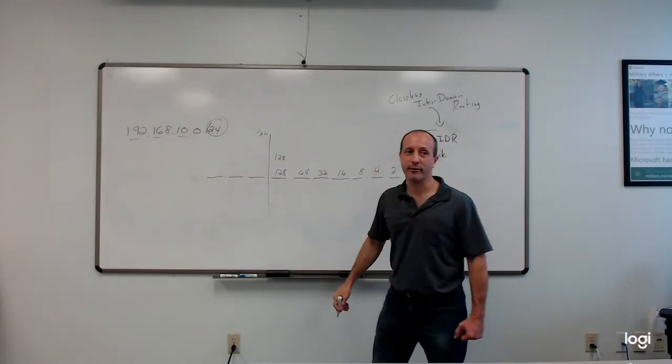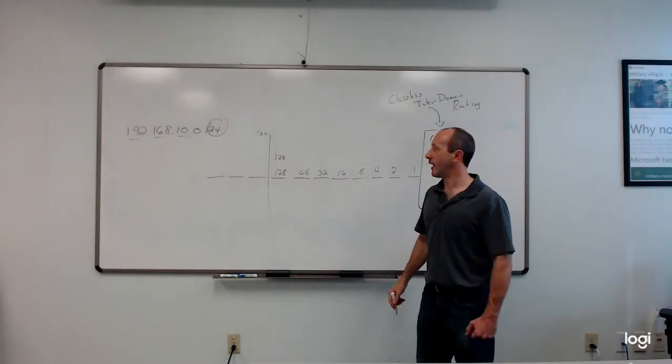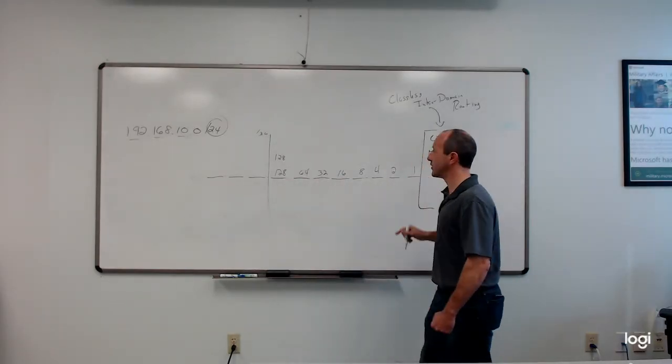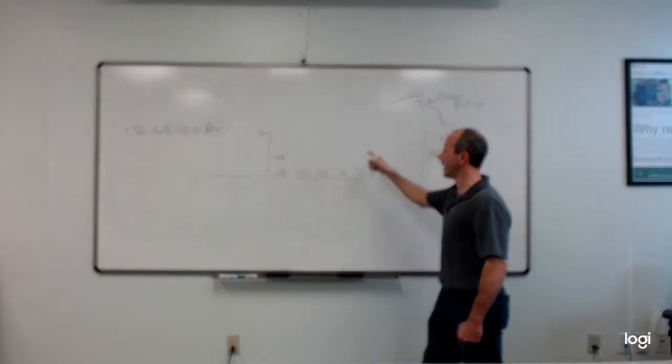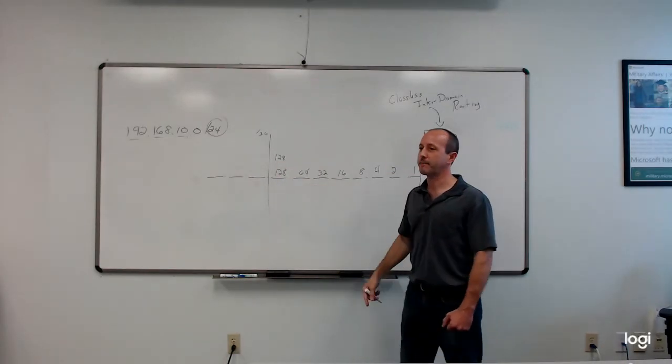That's pretty good math. How do you calculate that? I just turn that one on and turn these off. And the decimal value is 128. The mask value for this octet is now 128.